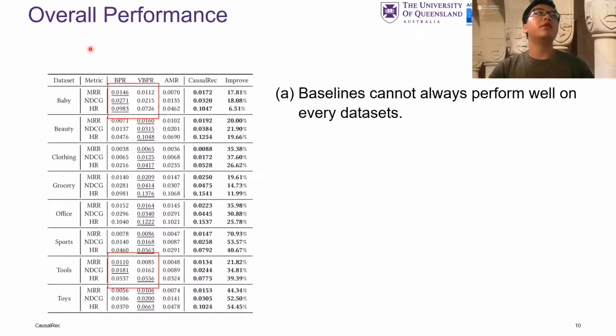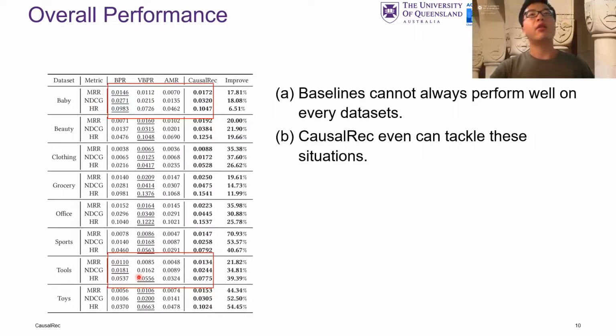So firstly, we look into the overall performance. CausalRec can generally outperform all the baseline methods. And one thing to notice is that some visually aware recommendation baselines cannot always perform well on every dataset. We can see that VBPR sometimes performs even worse than BPR in this dataset and also in this dataset. However, our CausalRec can consistently outperform these baselines.